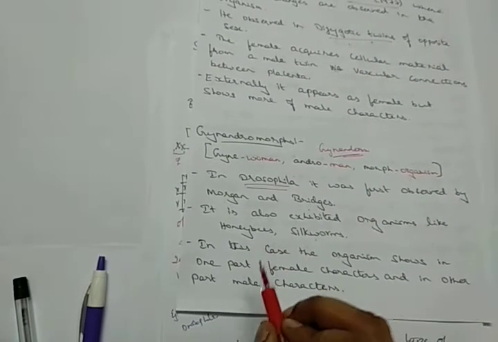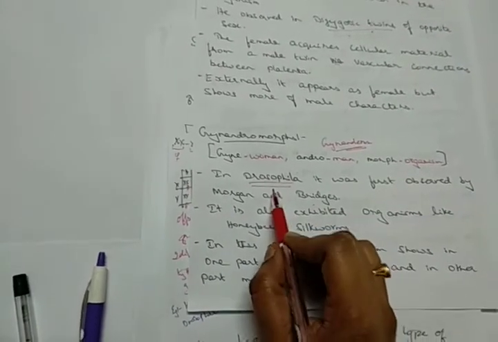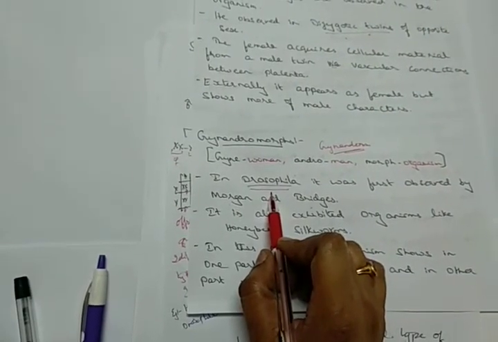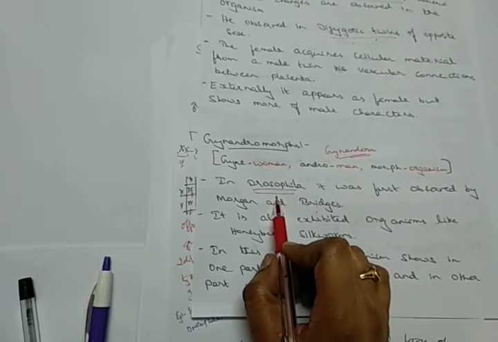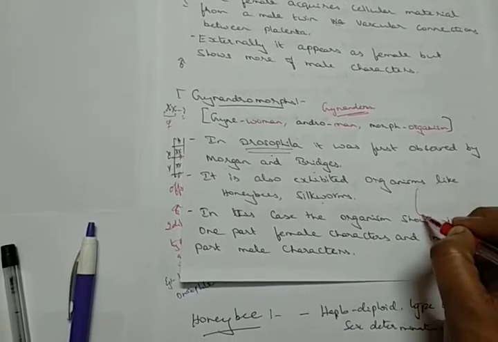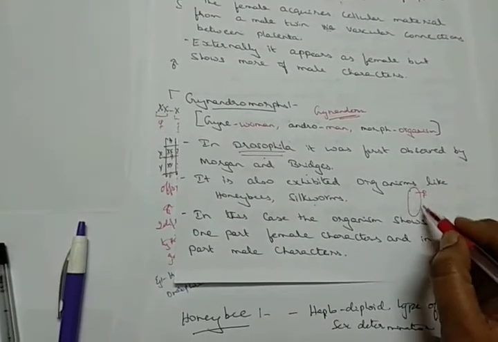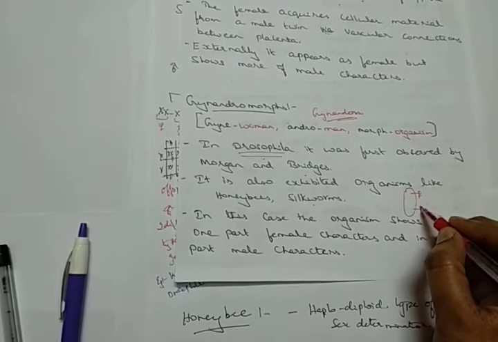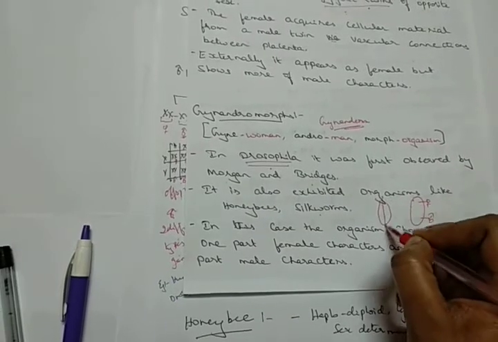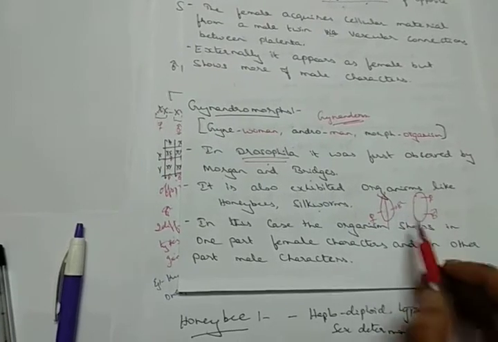So what happens in the gynandromorphs? When you consider Drosophila, the fruit fly, they showed the presence of both male and female characters. If you consider this as the animal, anteriorly they may have the female character and posteriorly the male character, or it may be bilateral also. Half the body is female and half the body is male.